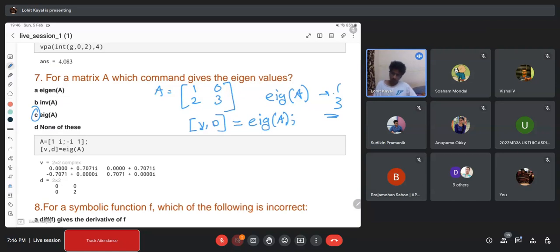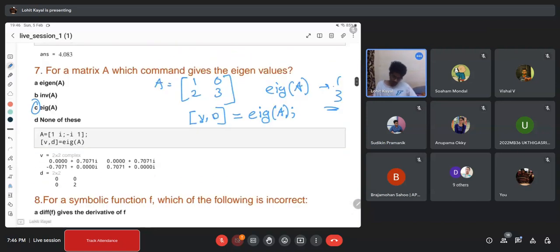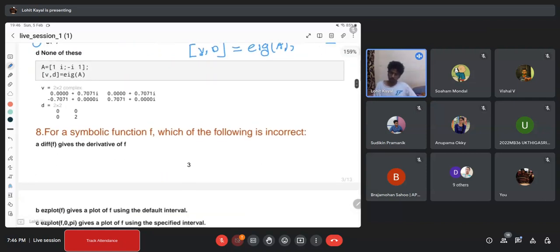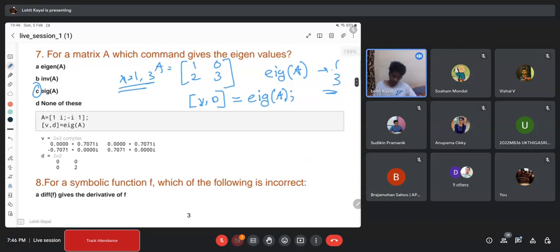EIG of A. Here this has two eigenvalues, lambda equal to 1 and 3. That means it will have two eigenvectors, one for lambda equal to 1 and another for lambda equal to 3. I am not going to calculate the eigenvectors here. Suppose one eigenvector is 1 1, and another is 1 minus 1. I am not sure if these are the correct eigenvectors; this is just an example.